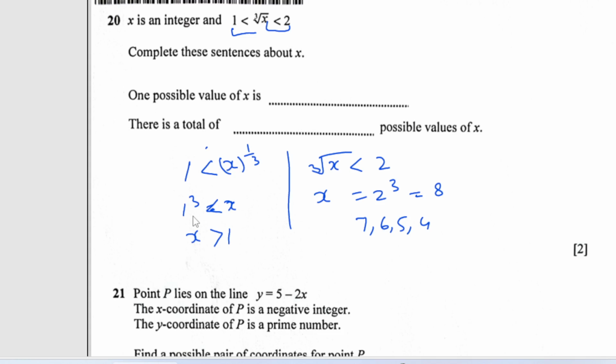So the possible value can be, we can write down here as 2, and how many total values are there? x is greater than 1 and less than 8, so the values are 2, 3, 4, 5, 6 and 7. Okay, so the total number of values here is 1, 2, 3, 4, 5, 6. So there are 6 possible values. Okay.